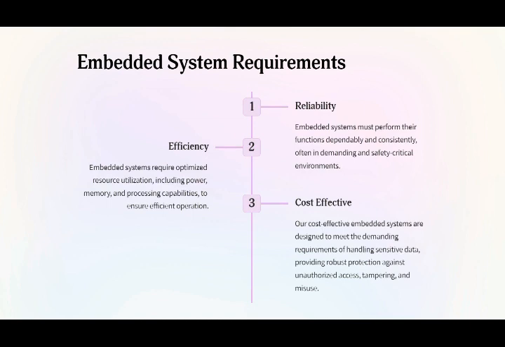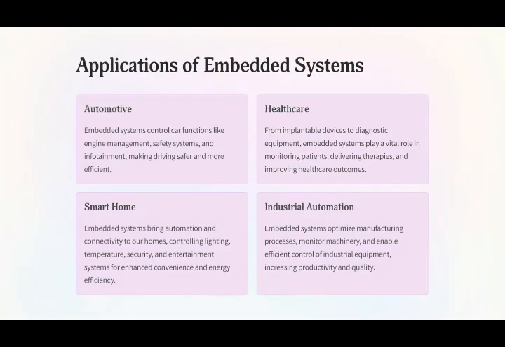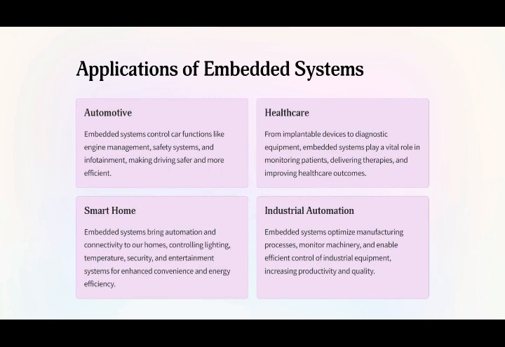For example, the robotic arms are the actuators in an embedded system. Like if we want to capture the project applications of embedded system. Embedded systems play a crucial role in various industries, but see some of the applications in the automobile industry, healthcare industry, smart home industry, and industrial automation industry.